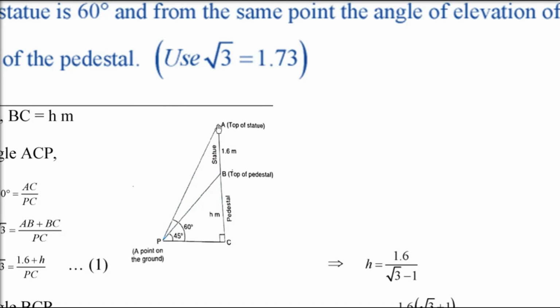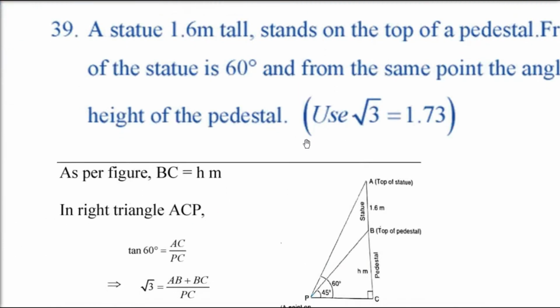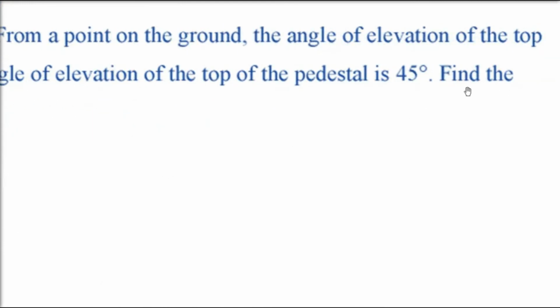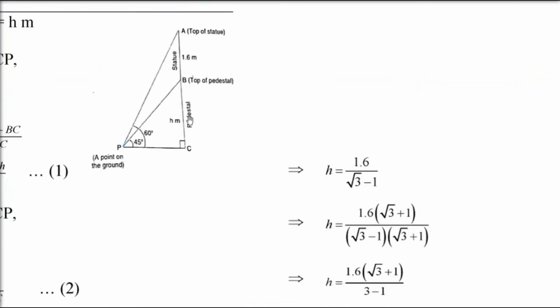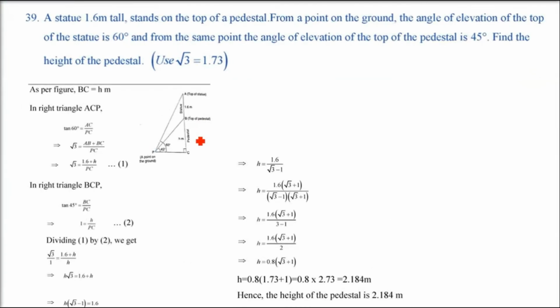When you go up to the top of the statue, you'll get an angle of 60 degrees. Statue height is 1.6. Pedestal height we don't know. Let us assume it to be h. We need to find out the height of the pedestal only. This pedestal, let us assume it to be h.